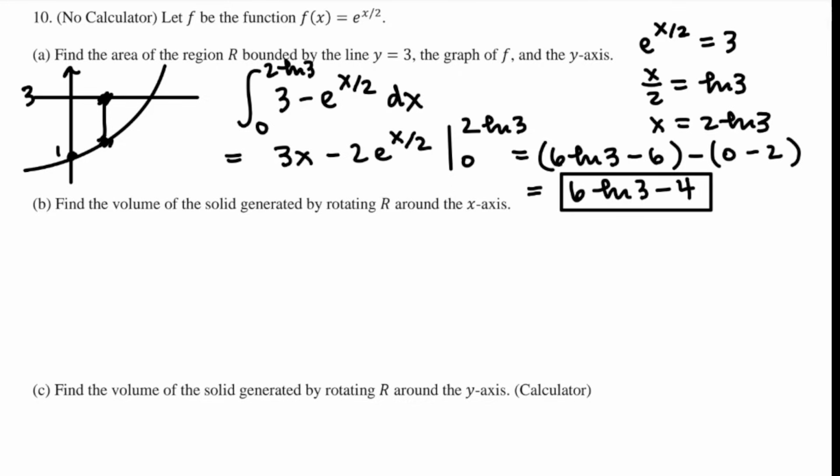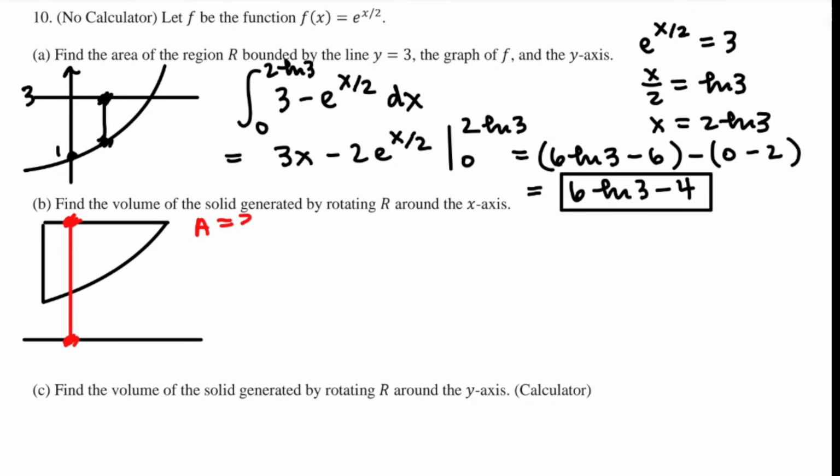Okay, find the volume of the solid generated by rotating R around the x-axis. This one would actually be pretty nice, I'm seeing. So I'm just going to draw my region. The x-axis is going to be down here, so that's going to be a washer scenario. Large radius from the axis of rotation to the far side of the region I'm rotating, but A is just going to be 3.